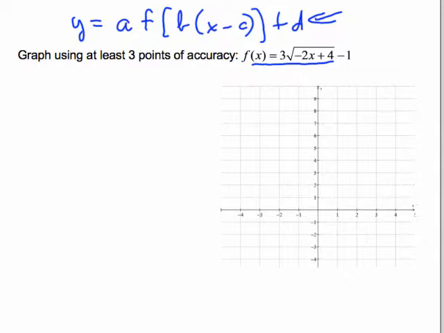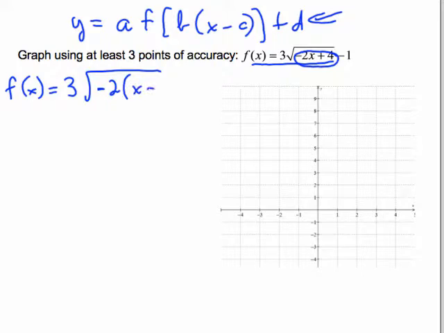I'm going to need to factor out the -2 to separate the translations and reflections and stretches happening on the x. So f of x would be 3 square root of -2 times (x minus 2), minus 1. Now I can of course graph transformations step by step, one transformation at a time, or using mapping notation. I'm going to do both just as a review of this.